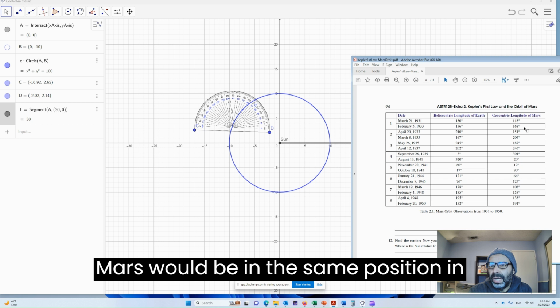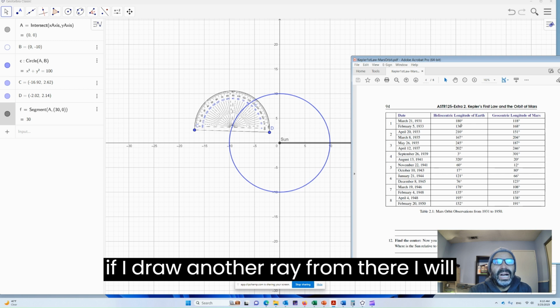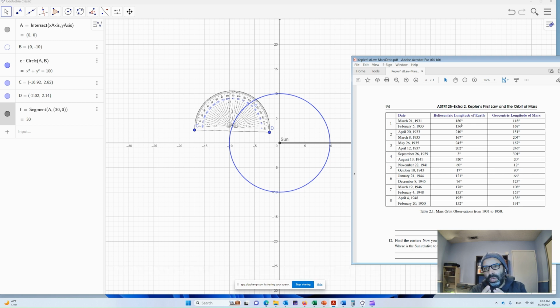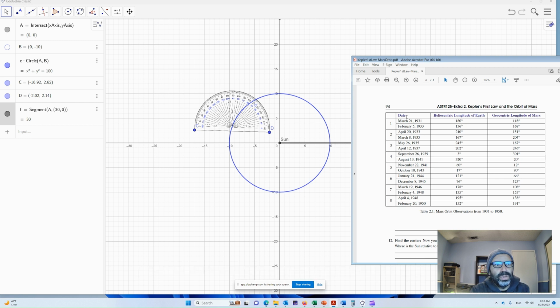Mars would be in the same position in the sky, but the Earth would have shifted and the angles now shift. So now if I draw another ray from there, I will know exactly where Mars was on that date, either March 21st or February 5th, 1933. I will know exactly where it is because the intersection of these two lines will give me a specific point, and that's going to be the first position of Mars.